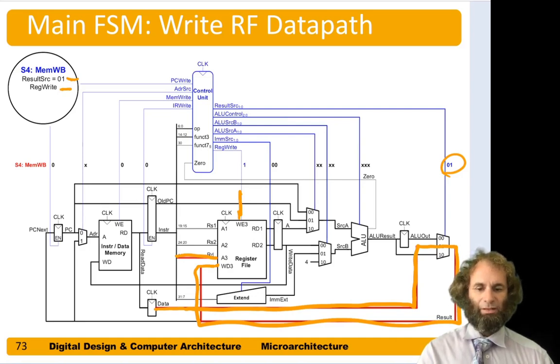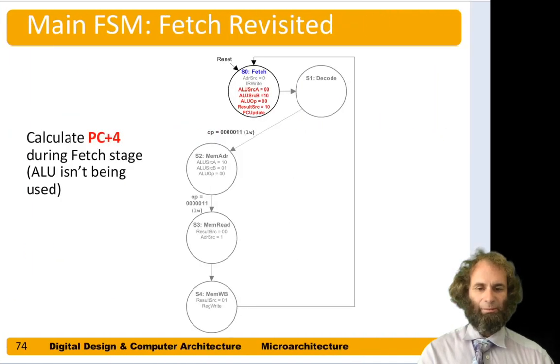Alright, so it seems like we've completed the load word, but we've forgotten about one step. We needed to add 4 to the program counter as well. Now during the fetch stage, the ALU wasn't doing anything else, so we might as well use that time to do PC plus 4.